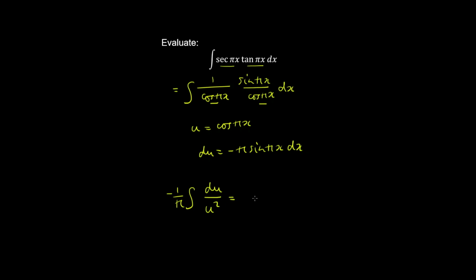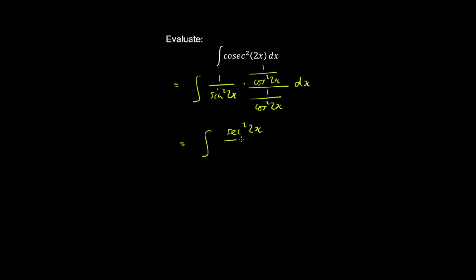And evaluating this integral, we have u to the minus 2, so we have minus 1 on pi by u to the minus 1 on minus 1 plus the constant of integration, and therefore we end up with 1 over pi by 1 on u, or 1 on cosine pi x, which is the same thing as sec pi x, plus the constant of integration.